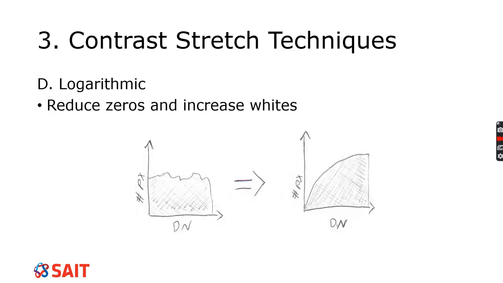Then we have contrast stretch techniques. This is when we have our original histogram of our image, and we want to increase the whites. So usually this is what we use for a very dark image. We will use a logarithmic stretch to improve and increase the white values, and that helps brighten it up a lot.